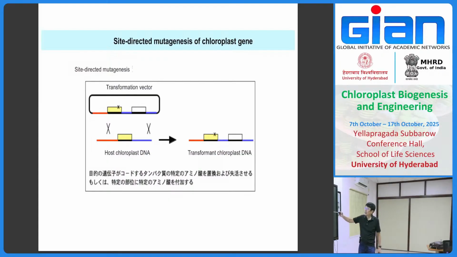Then you need a longer homologous sequence here to insert. So homologous recombination occurs, and then both genes, the mutated gene and the cassette, are introduced into the transformant chloroplast DNA. So this is a way. Before, I talked about the insertion of a tag to a chloroplast-encoded protein. So this insertion used this method.